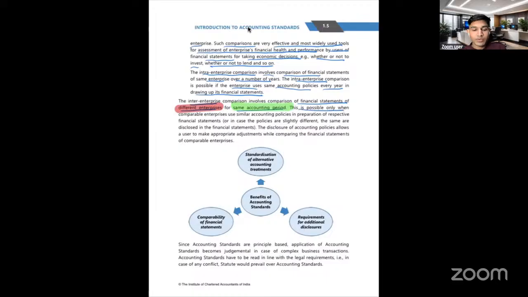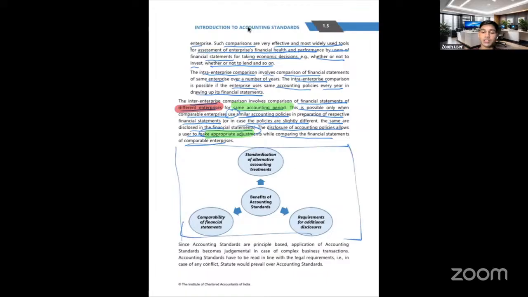This is possible only when the comparable enterprises are similar and use similar accounting policies in preparation and presentation of financial statements, or in case the policies are slightly different, the same are disclosed in the financial statements. The disclosure of accounting policies allows the user to make appropriate adjustment while comparing the financial statements of comparable enterprises. So the benefits of accounting standards are, first, standardization of alternative accounting treatment, then requirement of additional disclosure, and then comparability of financial statements.